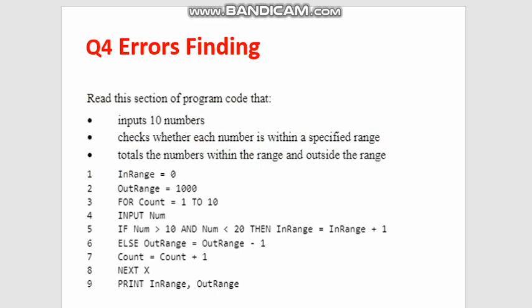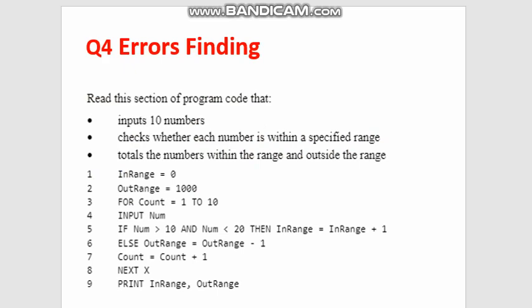Then line 3, 1 to 10, it's fine. Line 4, input number, it's fine. Line 5, number greater than 10 and number less than 20 is in range. So in range is equal to in range plus 1, it's fine. Line 6, else out range equal to out range minus 1. It should be out range plus 1, because if the number is not in range, it is out of range. So we have to increment the out range by 1.